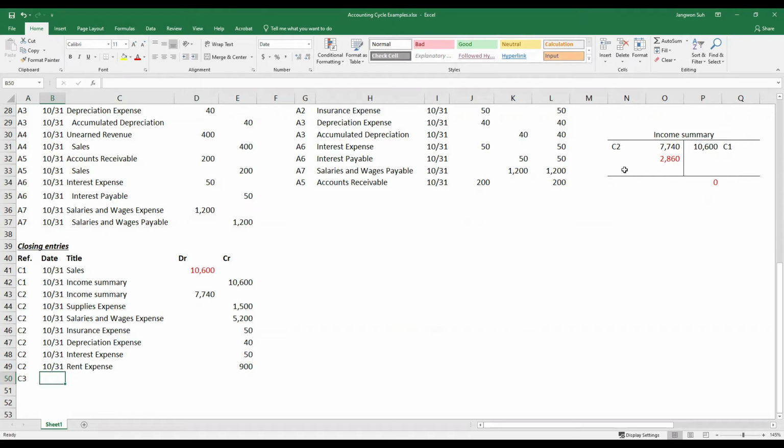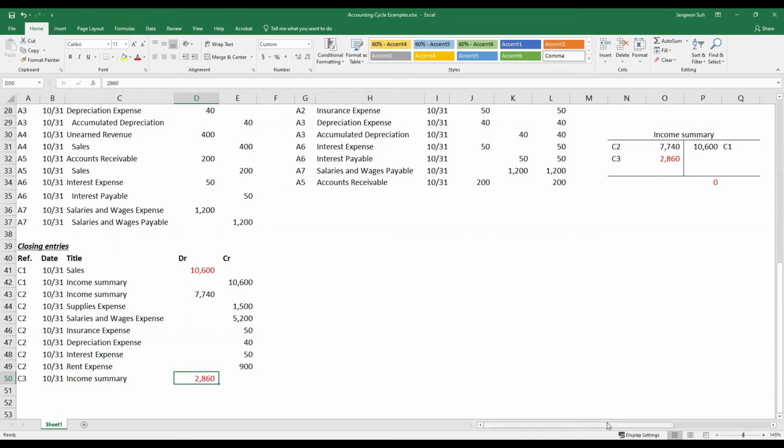C3, income summary, $2,860. Cool. But now, what happens? You have only a standalone debit side of $2,860. This is not possible. Oh my, we are in trouble. What shall we do?